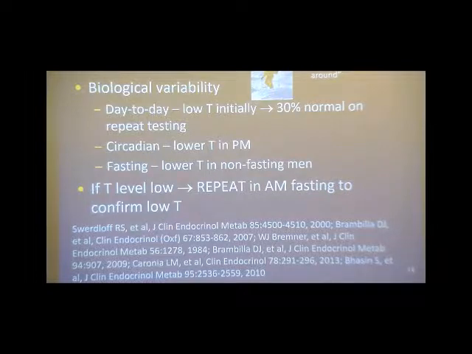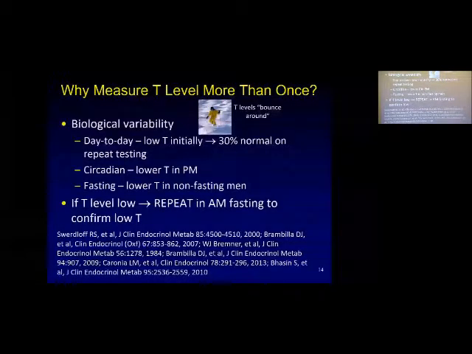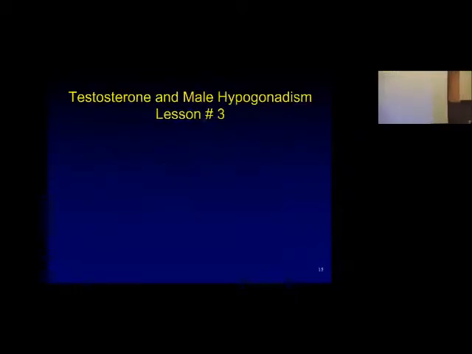So as a result, if you don't take anything else away, make sure that you repeat the value. That is something that we were taught anyway, regardless of whether we knew all of this: repeat a value that's low, and you should do it in the morning, fasting preferably, and not rely just on a single value. And even if you have two, if there's some equivocation, think about the symptoms, think about the non-specific nature of those symptoms, and actually rethink the diagnosis of hypogonadism if you need to.